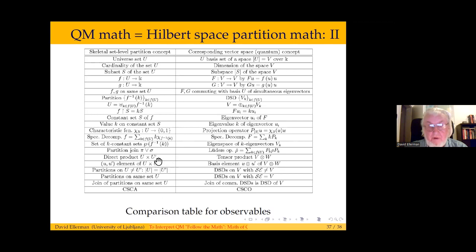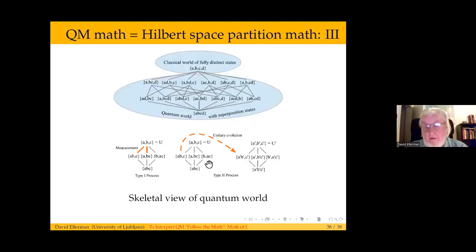Here you have direct product going to tensor product. Ordered pairs of elements in the direct product are the basis elements written this way for the tensor product. And then you have your analysis of commuting, non-commuting, and so forth. And finally, my last slide here. This is sort of pictures of the skeletal model at the set level of quantum mechanics. Your classical world is up here, where everything is distinguished, and the partition logic version of Leibniz's principle of identity of indistinguishables holds there. It doesn't hold in any of these other places. And this is the quantum world, where you have superpositions, and then you have the 2 types of processes, measurement and unitary evolution, all illustrated at the set level in terms of partition math.